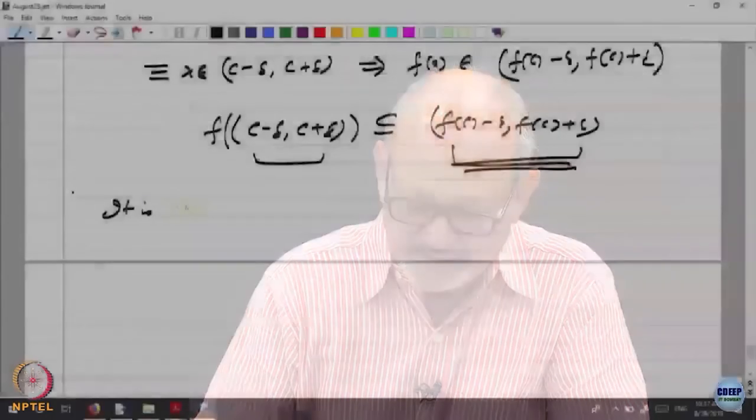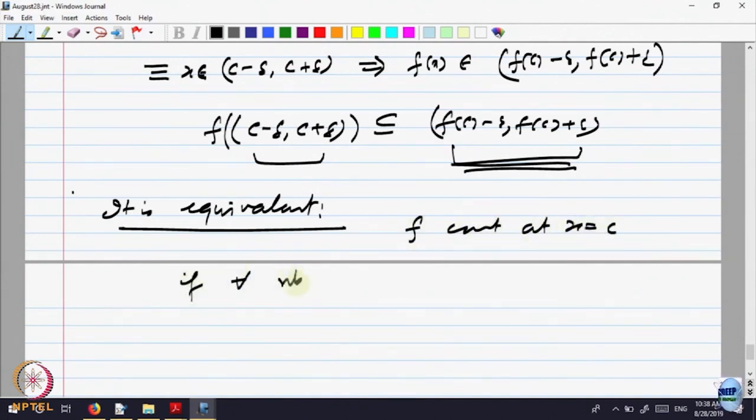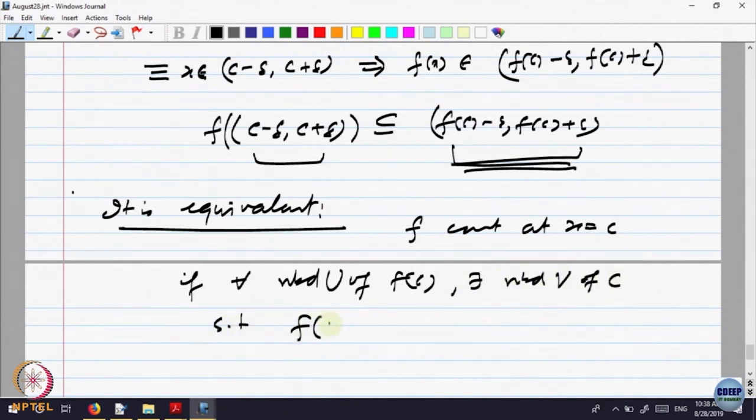I am not doing much of this because in your courses you probably will not need it. But those who are interested and want to read later on, it is equivalent. I am just saying it for the sake of completion; otherwise it is not part of this course as far as the exam is concerned. Okay, so don't bother about it. f is continuous at x equal to c if for every neighborhood u of f of c, there is a neighborhood v of c such that f of v is inside u, and then one can write this in terms of open sets and so on. So, let us not bother much about it.